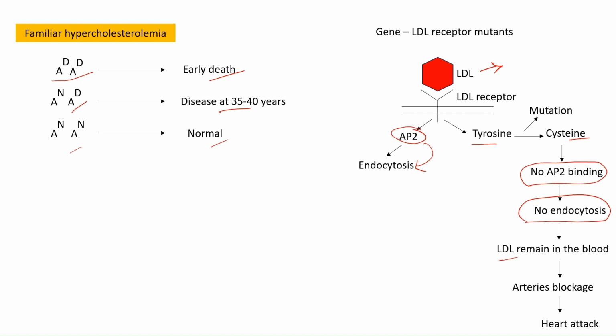LDL will remain present in the blood, due to which it will block the arteries and cause a heart attack. So LDL should get endocytosed and degraded in the body. If this does not happen, then it will lead to arterial blockage and heart attack. The next disorder is polydactyly, which is responsible for the presence of an extra finger. When one dominant allele is present, it will lead to extra finger formation.